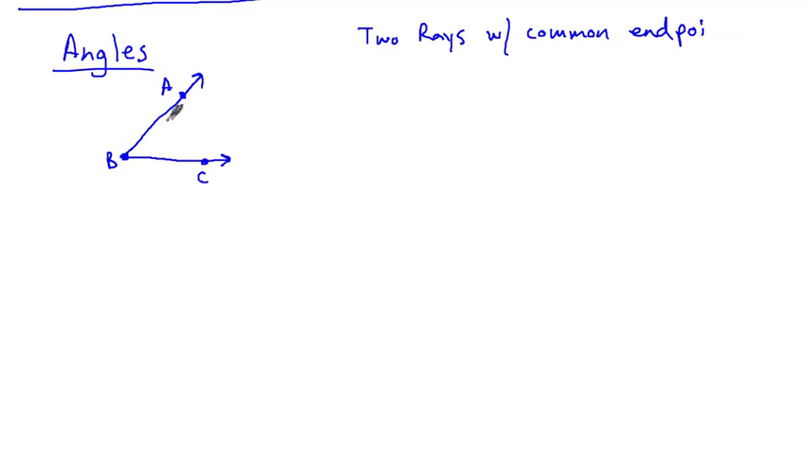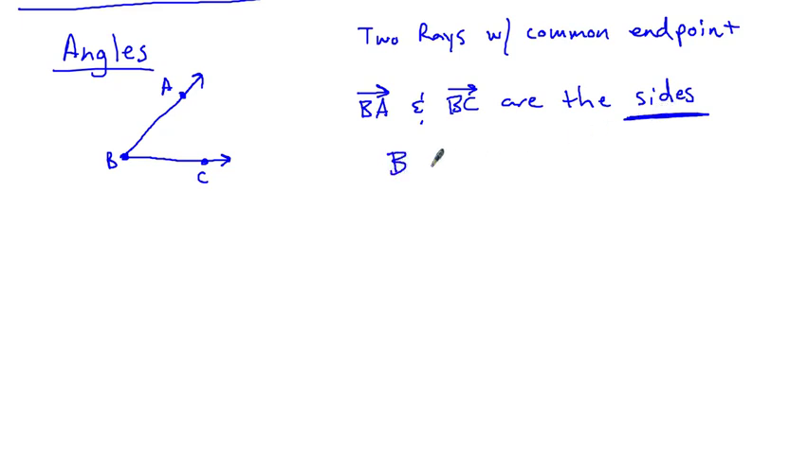So if we look at our angle here, we see that we have ray BA and we have ray BC. Those are called the sides. So they are the sides. So that's a word we need to know. We need to know sides. And B, point B, is the vertex. You probably already know these words. So angle, here it is, BA and BC are the sides, and B is the vertex.